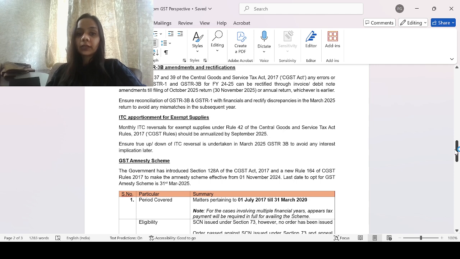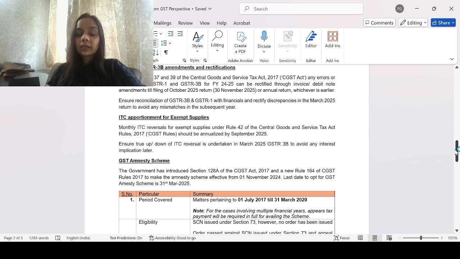Next, most important, this is regarding litigations. As you already know, the government has introduced the MST scheme. In the MST scheme, if we have received any kind of section 73 or 74 interest and penalty, then the government is ready to waive it off, subject to payment of the taxes only. But the last date to opt for the benefit of this scheme is 31st March. If you want to opt for the GST MST scheme, you can opt by 31st March 2025.